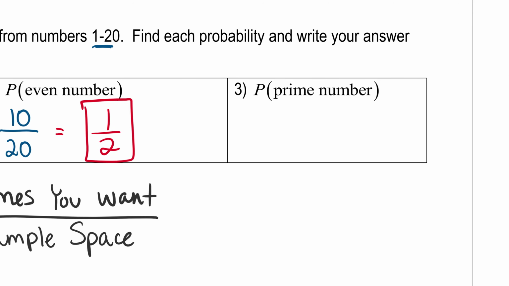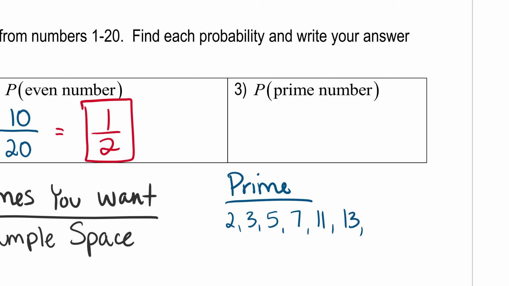Okay, next one. Prime numbers. So I want the probability that I randomly pick a prime number between 1 and 20. If you don't remember, prime numbers are only divisible by themselves and 1. 1 is not counted in that. So let's go ahead and, if you need to, list the prime numbers. So I'll list them right here. So prime, we have 2, 3, 5, 7, 11, 13, 17, and 19. Those are the only ones between 1 and 20.